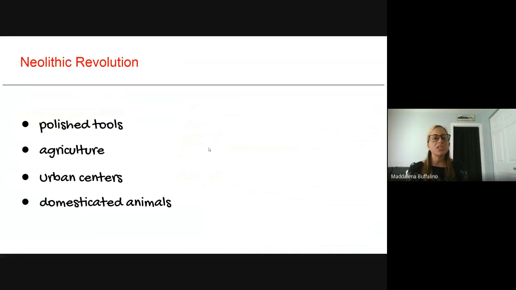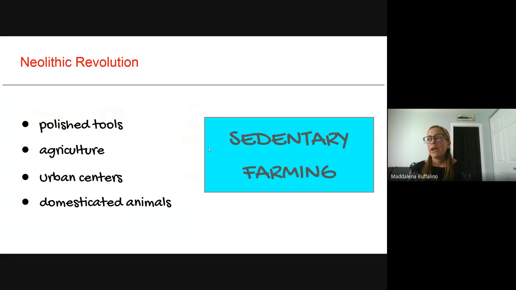The Neolithic Revolution, we have the development of domesticated animals. That means they're trained to do something. And we have sedentary farming. Sedentary was one of your words in the first weekly. Sedentary, another way of saying that is stationary. So that means they're farming in one spot. So an antonym for sedentary farming would be nomads. Am I making sense?